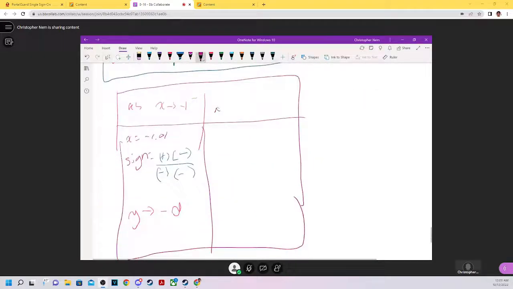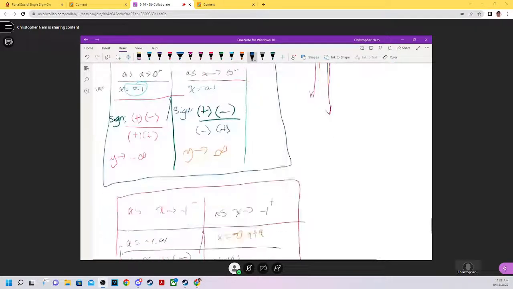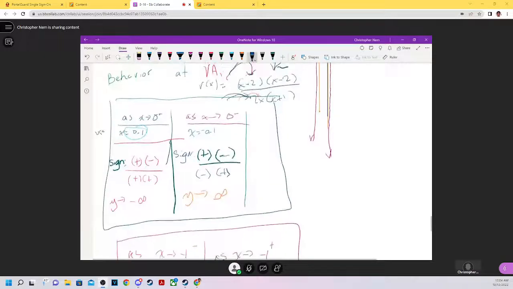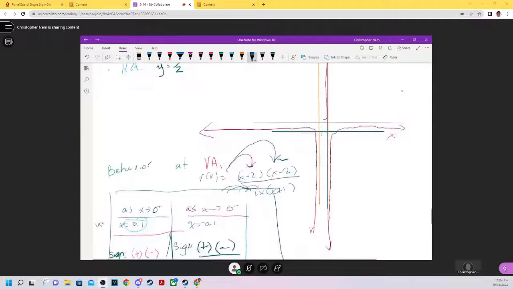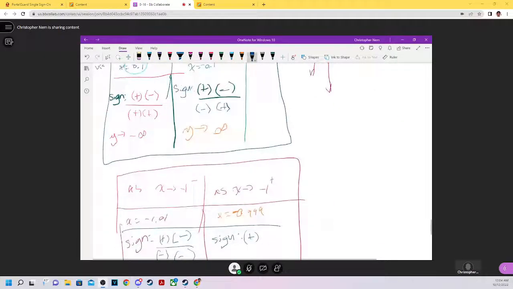So as x approaches negative 1 from the right side. And now let me use a value on the right side. Let's say x equals negative 0.999. So that's on the right side, so I apologize for that earlier. If I did that, then the sign that I want, let's see. If I plug that into the first one, negative 0.999 plus 2, well, that's going to be a positive answer. Negative 0.999 minus 2, well, that's a negative answer.